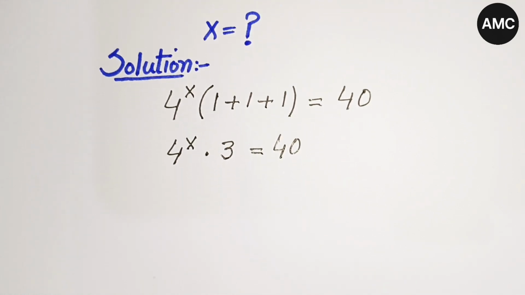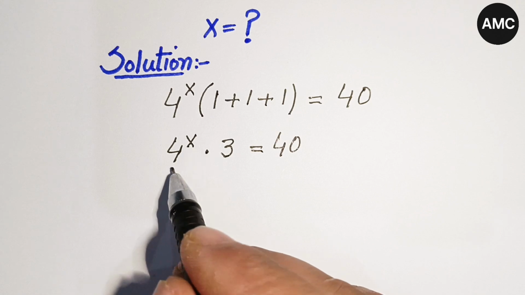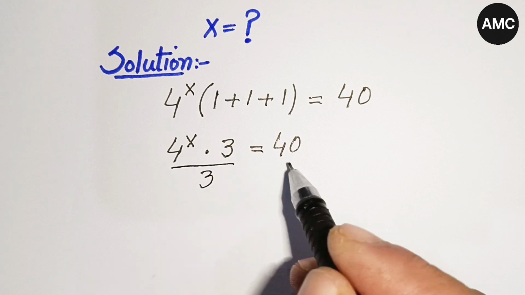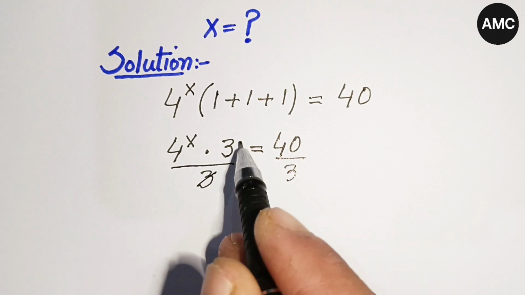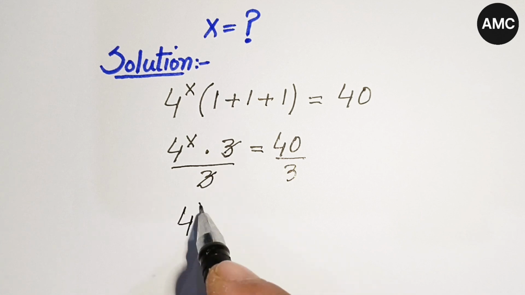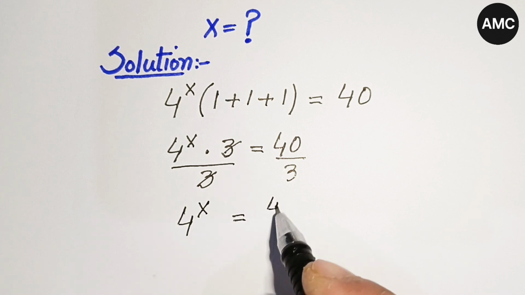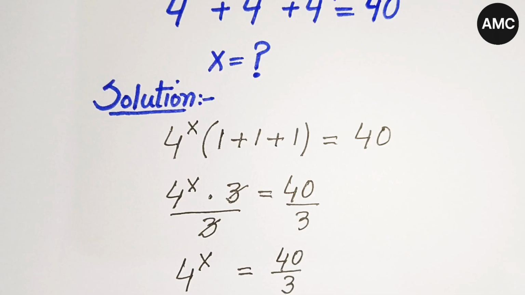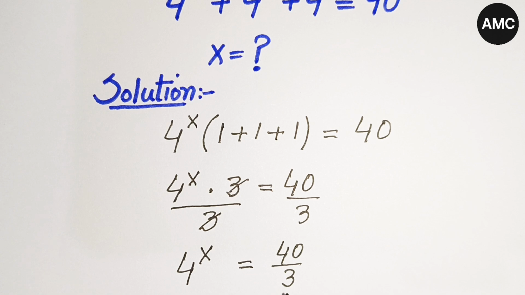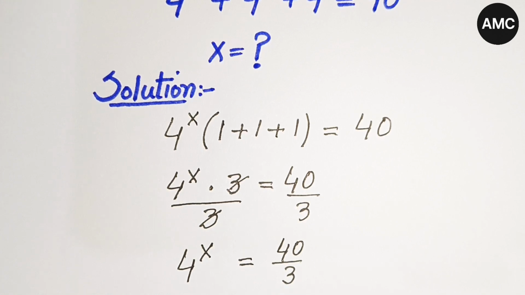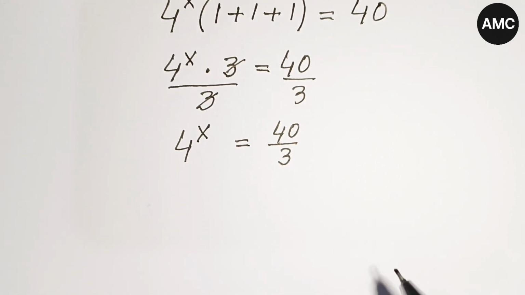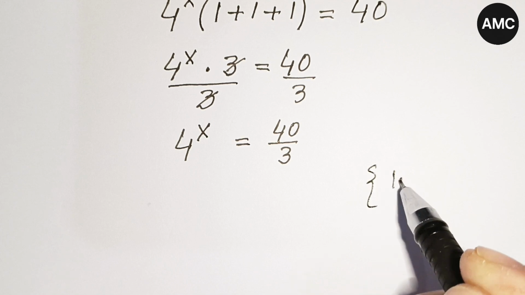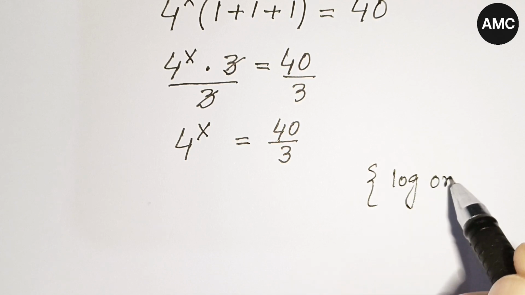Now if we divide both sides by 3, so this 3 is cancelled out, we get 4 to the power x is equal to 40 over 3. Now 4 to the power x is equal to 40 over 3. So taking log on both sides.